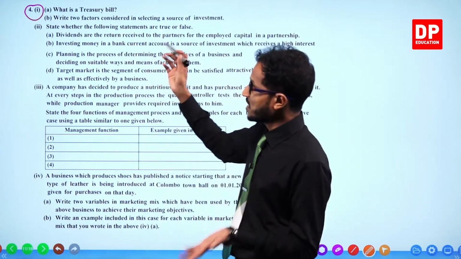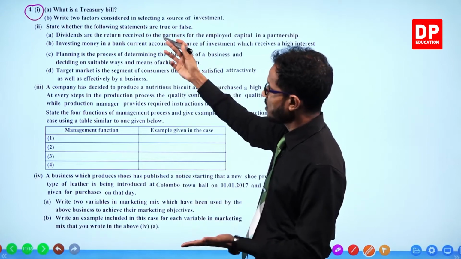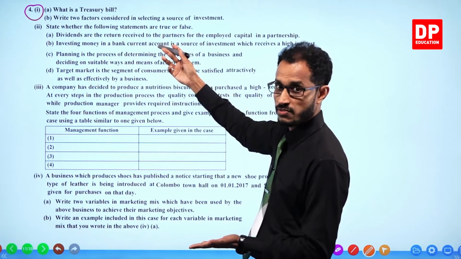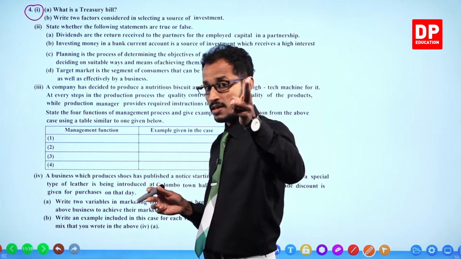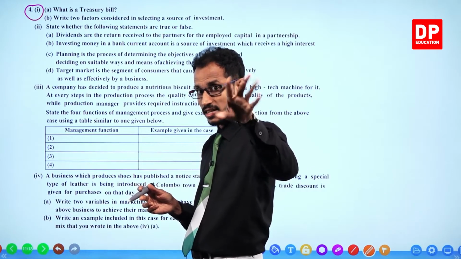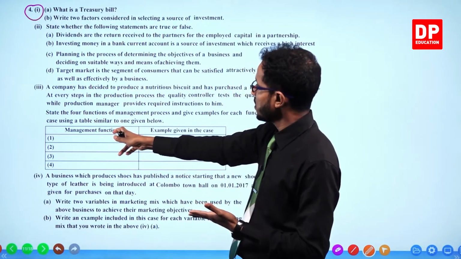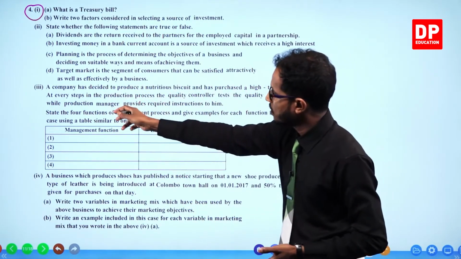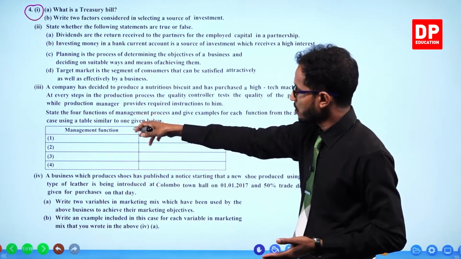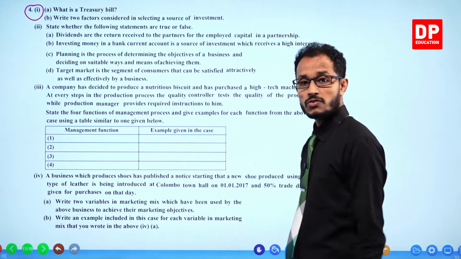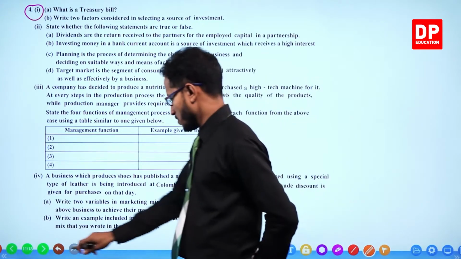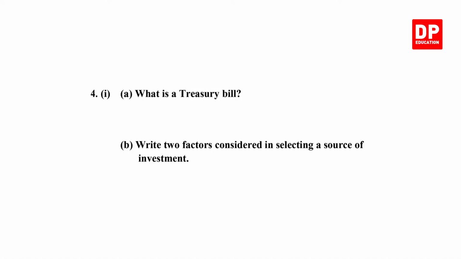So this question is entirely from investments, your grade 11 last lesson, very last. Okay, investments, and we have a little bit of management, functions of management and marketing from your grade 11 book. Okay, fourth question. What is a treasury bill? What is a treasury bill?